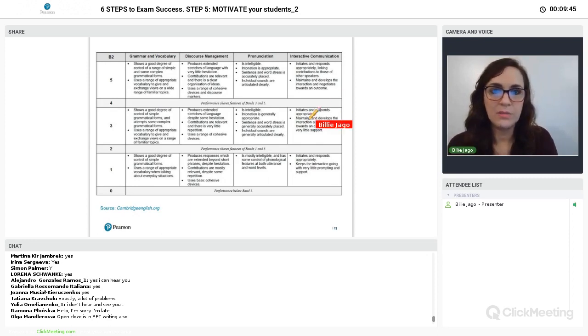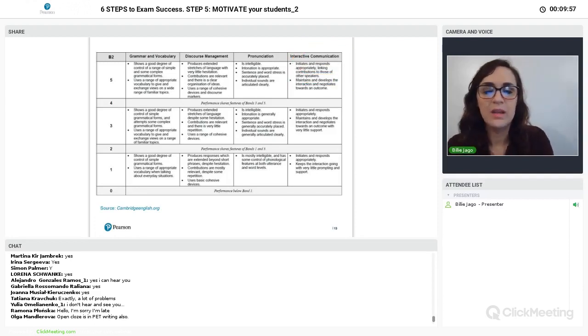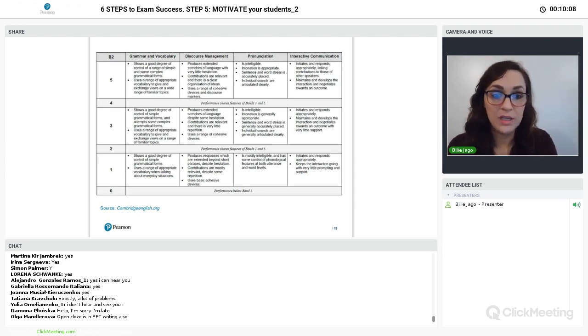So, for example, one group focuses on the grammar and vocabulary. The next group would focus on the discourse management. The next one on pronunciation, and the fourth group on interactive communication. So the students then watch the video and grade the speakers and write down their justification for the grade they've given. So for example, if they think simple grammatical forms are used, in this group here, they may score them a 1, a 2.